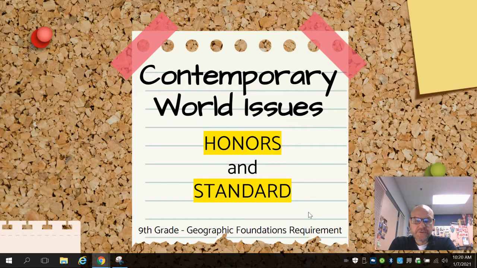I am the social studies lead teacher, and I'm here to talk to you a little bit about two of the options that you have as freshmen in your social studies curriculum. I realize there are a lot of different options for you as freshmen, and that is both a good thing because it gives you a lot of different choices, but I know that it can be a little bit stressful in choosing the right one. And so today I'm going to talk to you about two of those options. They are contemporary world issues at the honors level and contemporary world issues at the standard level.